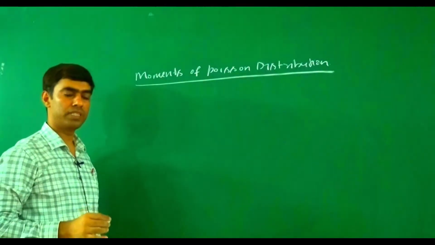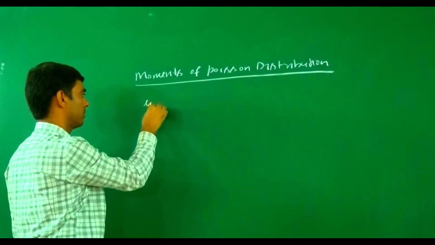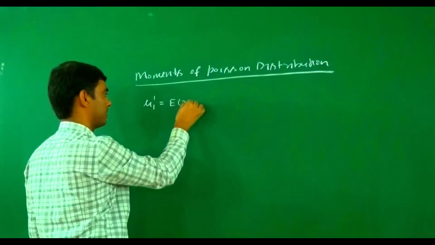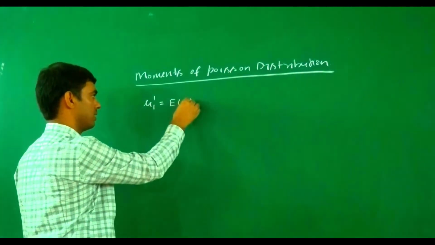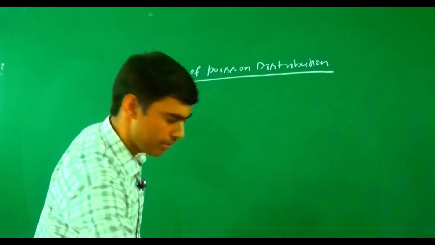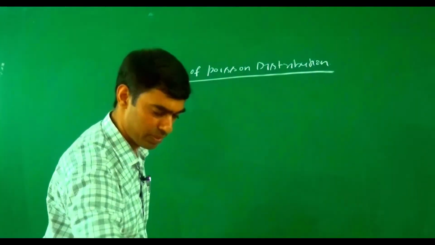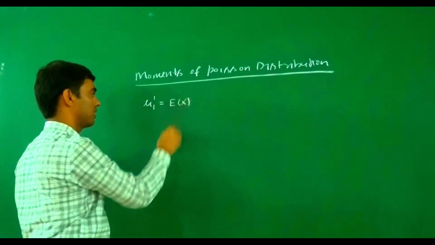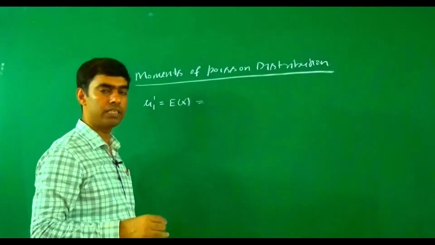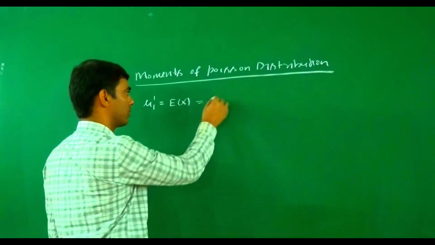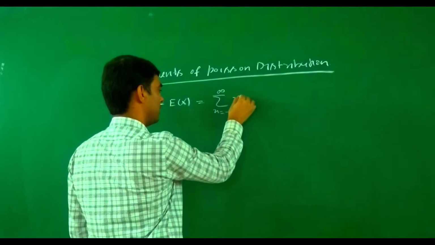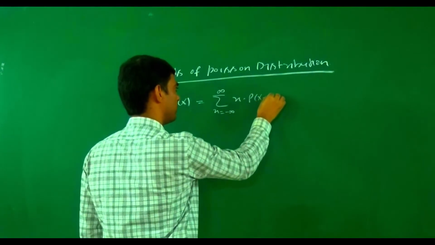So as we know, in terms of expectation, the value of mu1 dash, a moment about origin, is the expected value of x. X is a random variable, denoted by capital X, capital Y, like this. So mu1 dash equals expected value of x, and in case of a discrete random variable, the expected value of x equals summation x equal minus infinite to infinite x into probability of x equal x.